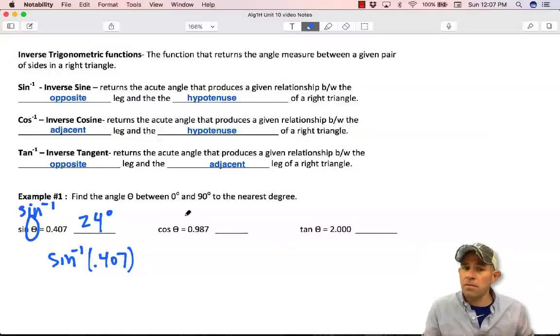Now the next one says cosine theta equals 0.987. So again, to undo the cosine, I'm going to take the inverse cosine. What I do to one side, I have to do to the other side. So we're going to take the inverse cosine of 0.987.